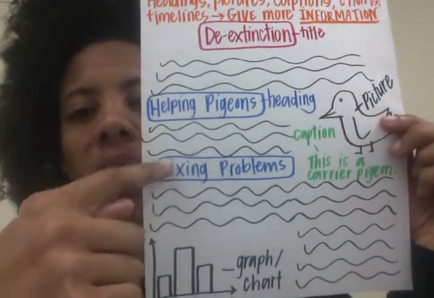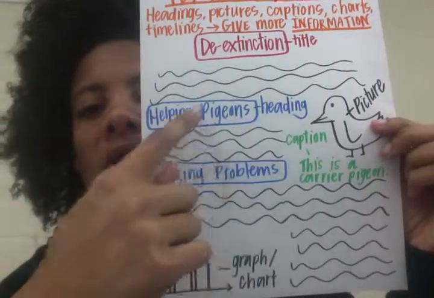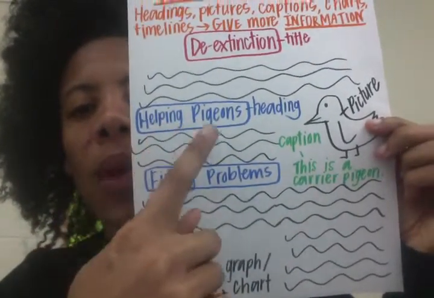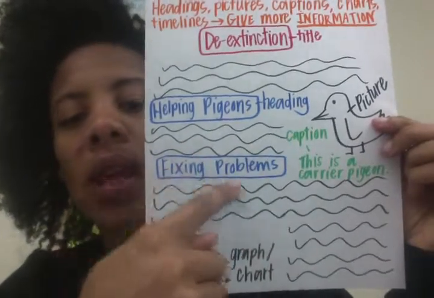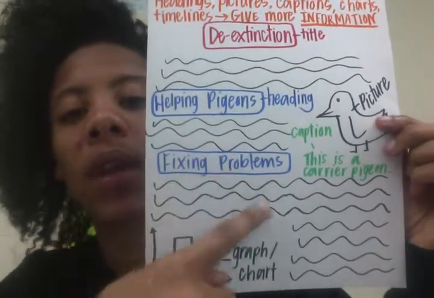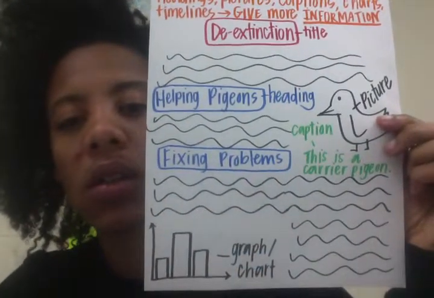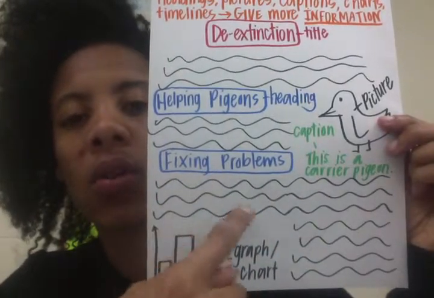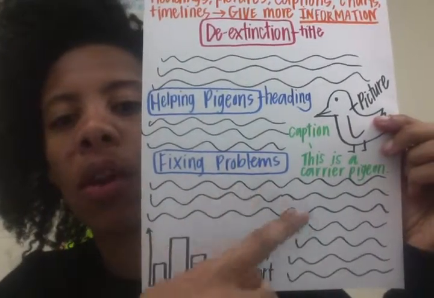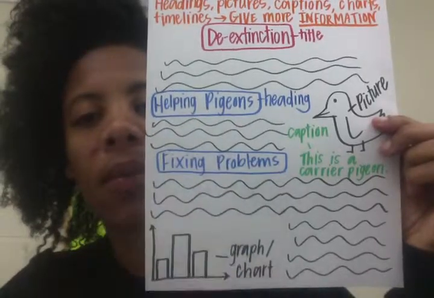Here we have two headings. So we know that this section right here is going to be about helping pigeons. And this section right here is about fixing the problems with the pigeons. The headings tell you what the section below it is going to be about.